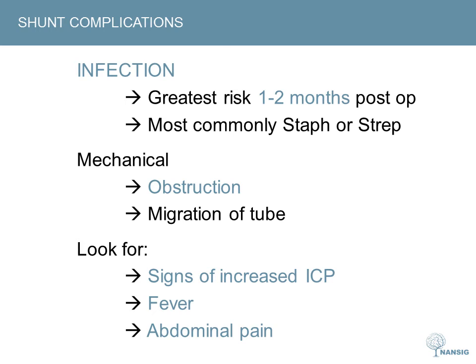Unfortunately, shunts are not without their risks and complications. The most common complication is infection, and the greatest risk is between 1 and 2 months post-operation. The infection is most commonly caused by staph or strep. Shunts can also malfunction due to mechanical reasons, for example due to obstruction or kinking or plugging of the tube, or migration of the tube. Because of this, patients should be monitored for signs of increased intracranial pressure, fever, or abdominal pain after the procedure.